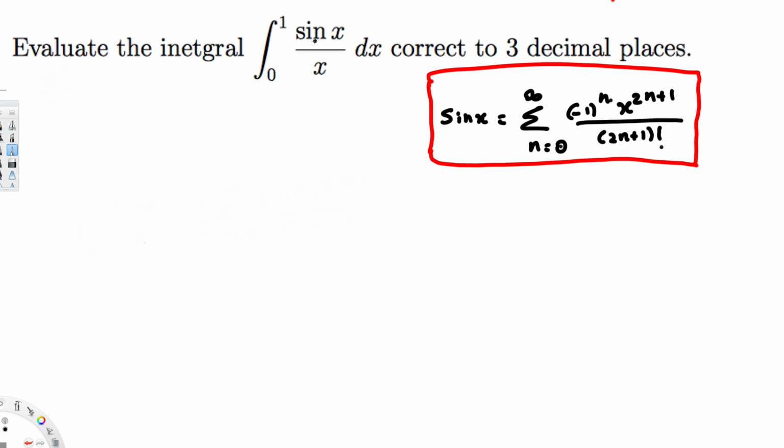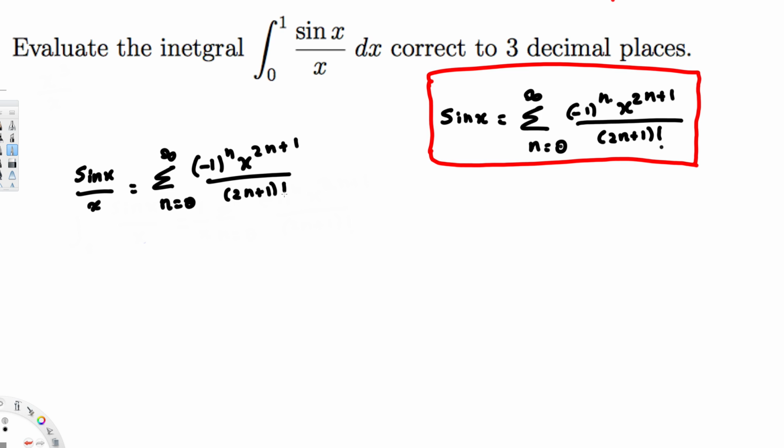So if I want to convert this into this pattern, all I have to do is divide this by x. So sin x over x is going to be sigma, that is a summation notation, n equals 0 to infinity, negative 1 power n, x power 2n plus 1, over 2n plus 1 factorial. This is just sin x, but here we have sin x over x. So all we have to do is just multiply this by 1 over x. So now we have converted this into this pattern.